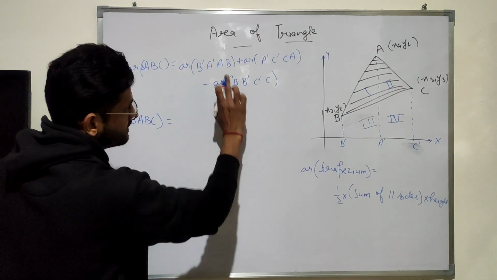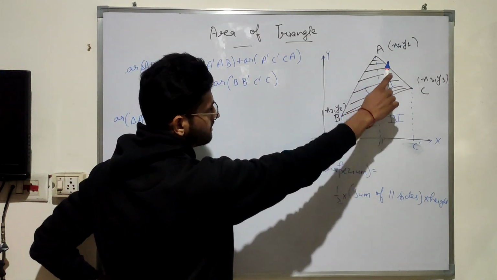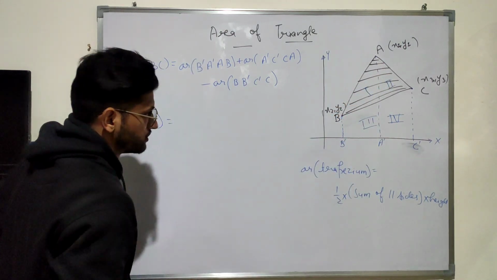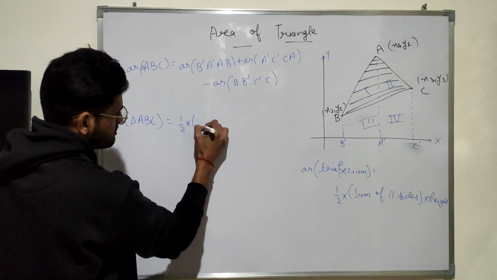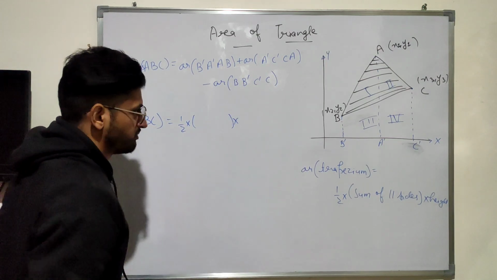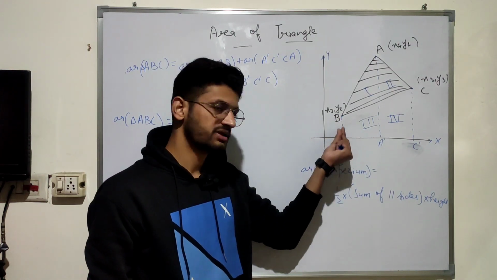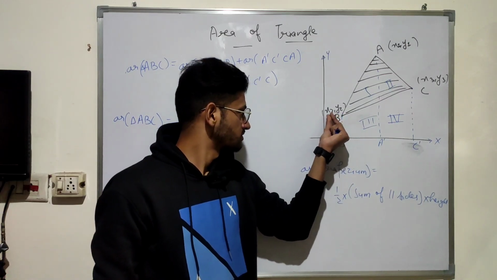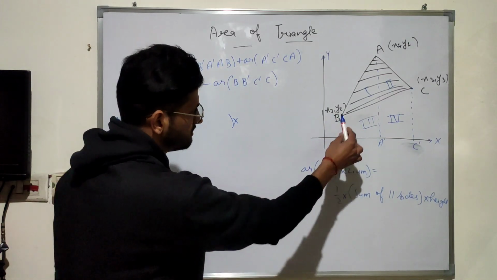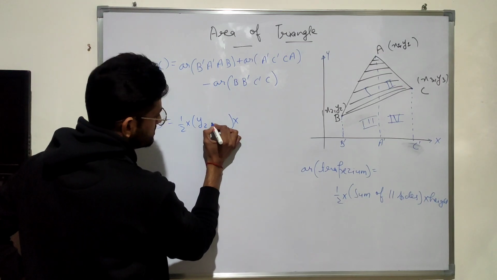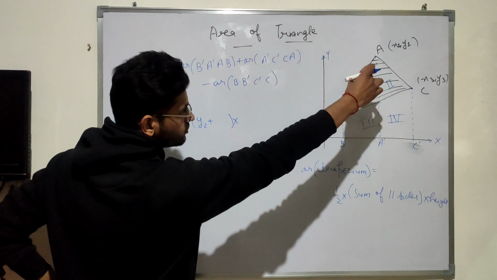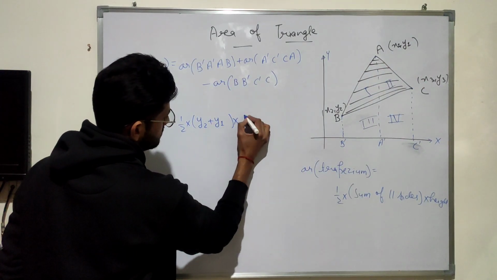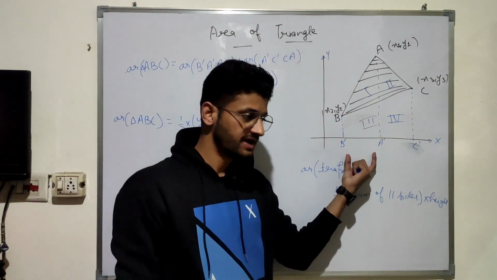is equal to, for writing the area of trapezium B'BAA', we can write half into sum of parallel sides into height. Sum of parallel sides: the length of B'B is going to be y2, because coordinate B has the coordinates x2, y2. So the length of B'B is y2 plus the length of A'A, which is the y coordinate of point A, that is y1. So y2 plus y1, multiplied by the height of the trapezium, that is A'B'.